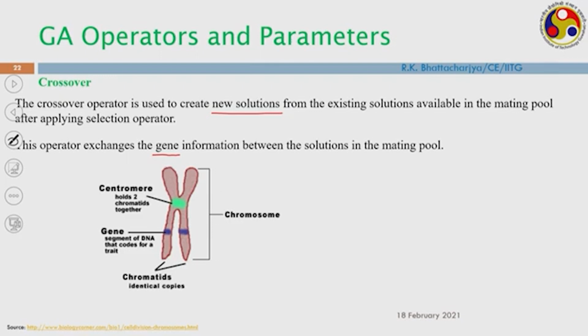Okay. This is a biological chromosome. This chromosome consists of genes. During reproduction, the chromosomes exchange gene information, transferring the characteristics of the parents to their offspring. This is the function of crossover. In order to implement this concept, we have to convert our solution to a chromosome-type structure.